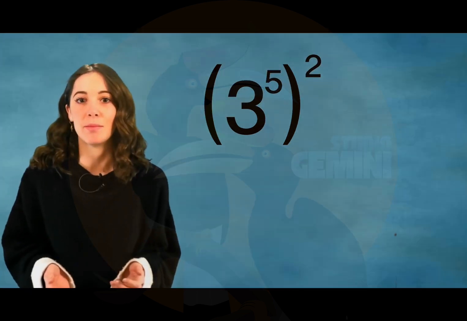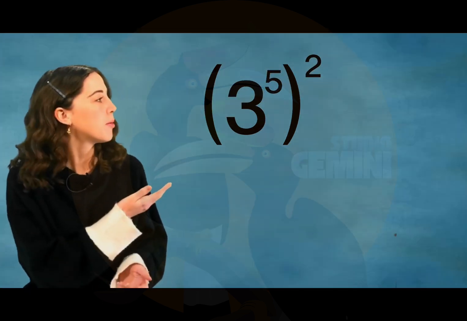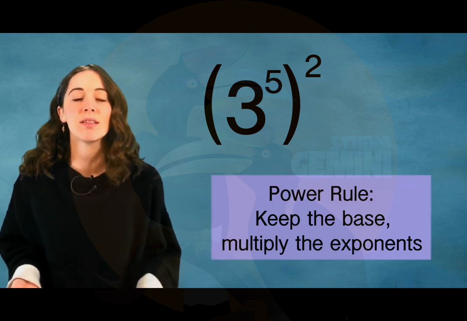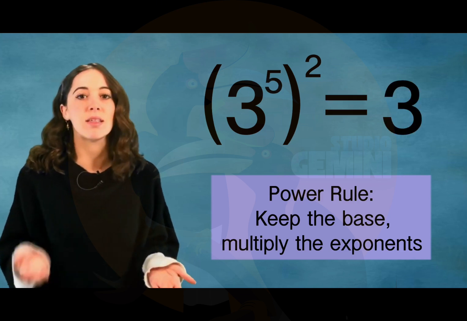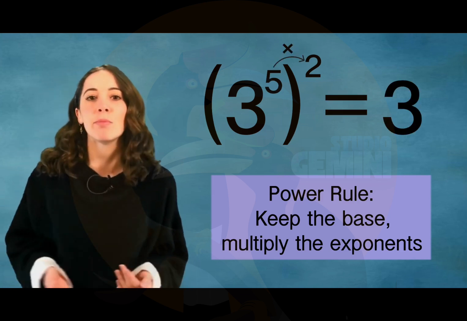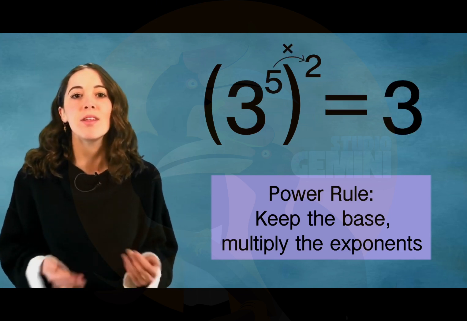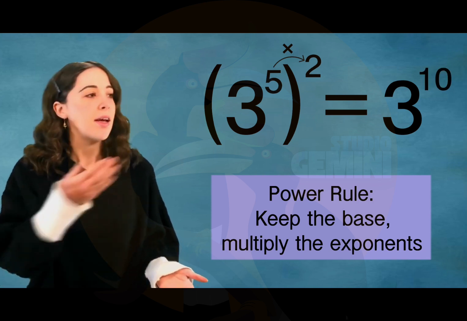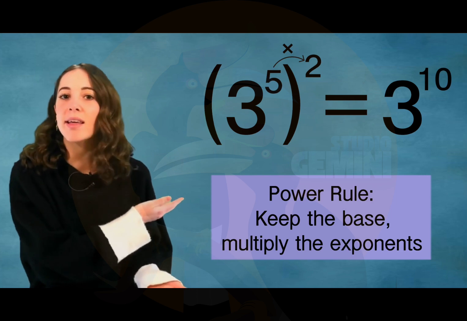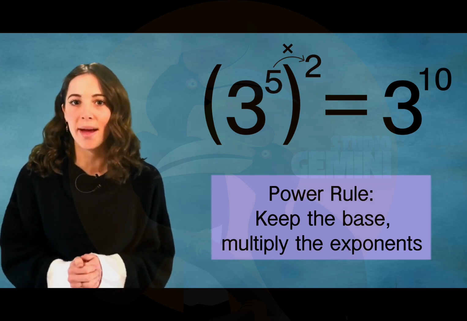For our second example, we have 3 to the fifth in parentheses raised to the second power. Again, the power rule states keep your base and multiply your exponents. Our base 3 stays as 3, and then when we multiply 5 times 2, we get the new exponent 10. This means our simplified answer is 3 to the 10th power. Again, notice our parentheses go away.